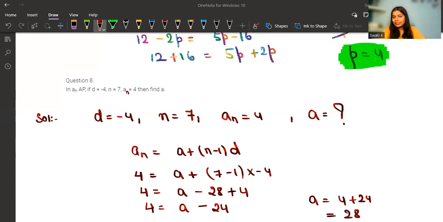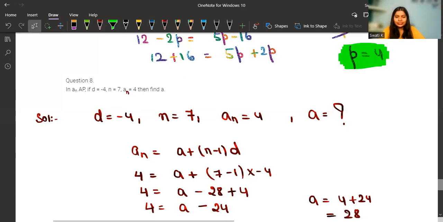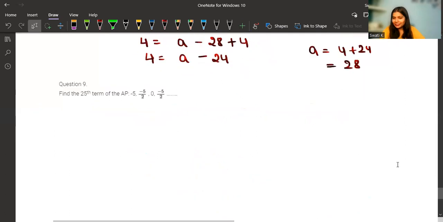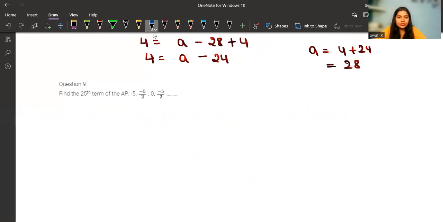We have completed 8 questions. Now 2 more. So very good. If you have reached till here, we are almost towards the end. Now let me change the color to black.